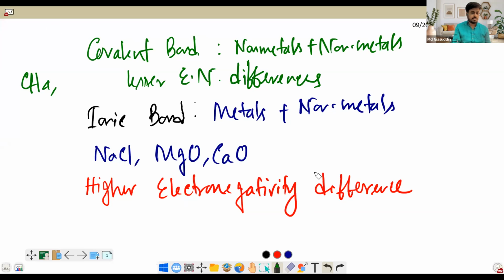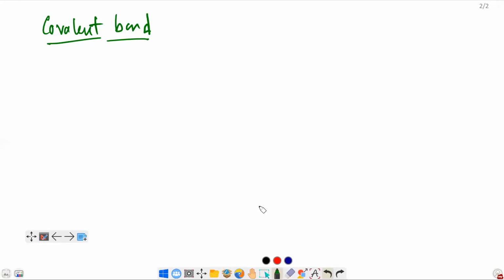Can you see the screen, the second page? Not yet. Okay, so now it's been coming.